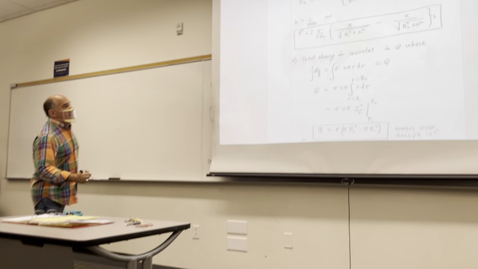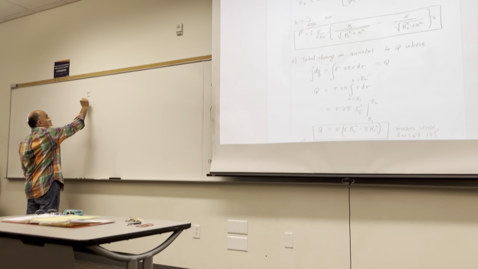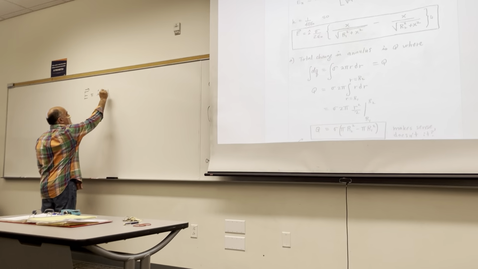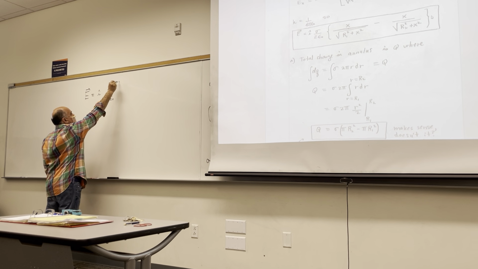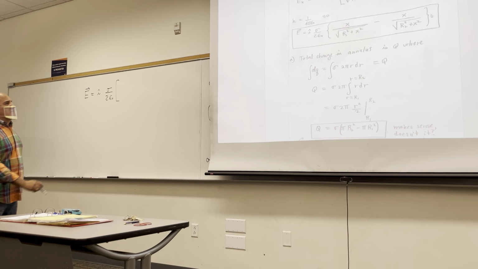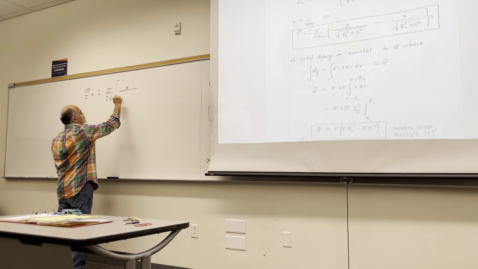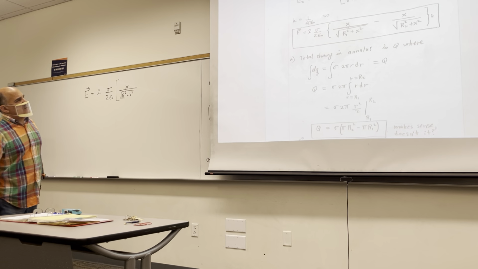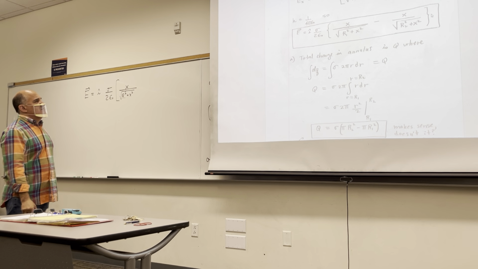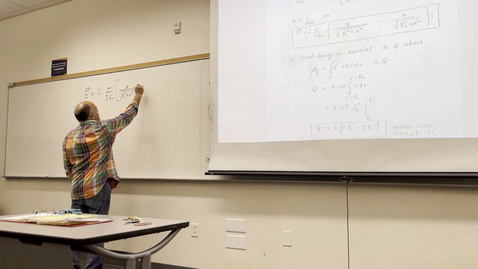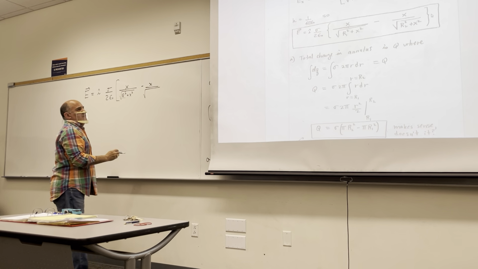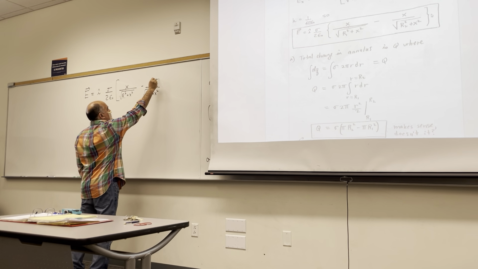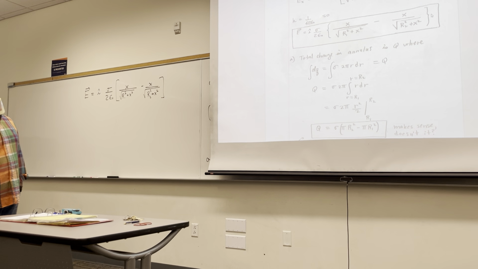So we have this mathematical expression. The electric field is in the positive x direction, right? And then sigma over 2 epsilon naught, and then this is x over the square root of R1 squared plus x squared, minus x over the square root of this. That's the expression, right?